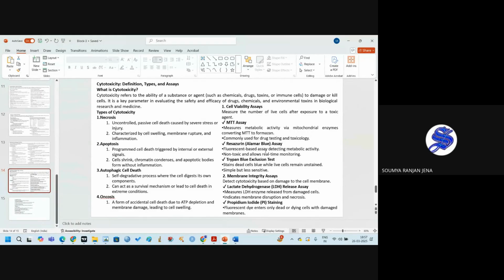This is a fluorescence-based assay detecting metabolic activity, like enzymes. This metabolic enzyme will cleave the resazurin to give a fluorescent signal. This tells us how many cells give this fluorescent signal, those are live cells, and the cells that don't give this fluorescent signal are dead. We can also count them under the fluorescence microscope. Okay.